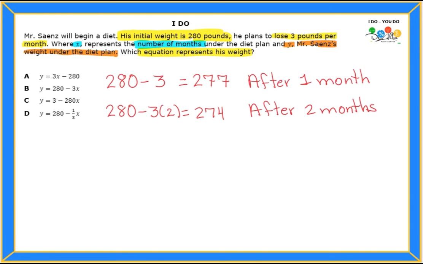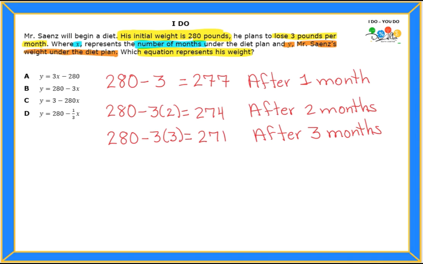Okay? What about 3 months? Well, in 3 months, if he's keeping everything consistent, he would have lost 9 pounds, right? Yes, 3 times 3 is 9. Okay? So how can I represent that? Well, his initial weight was 280. Then we need to subtract 280 minus 9. But the way that I represent that is 3 times 3. That's 9. And 280 minus 9 is 271. So this will be his weight after 3 months.